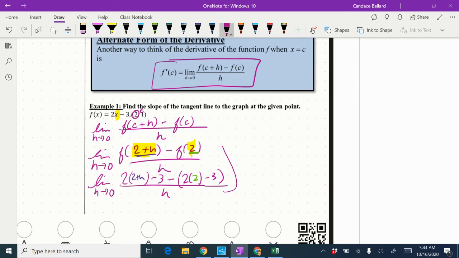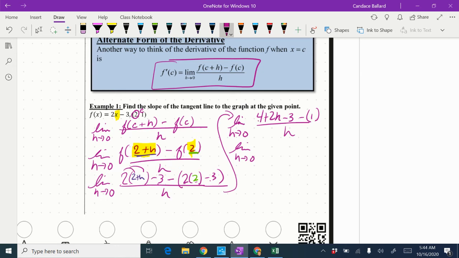Now I'm going to use my algebra skills, and I'm going to simplify all of that. So I have the limit as h approaches 0 of, I'm going to distribute this in. So 4 plus 2h, there's a minus 3 here, minus parentheses. 2 times 2 is 4, minus 3 is 1. I probably don't need my parentheses. I'm going to keep simplifying because I've got more.